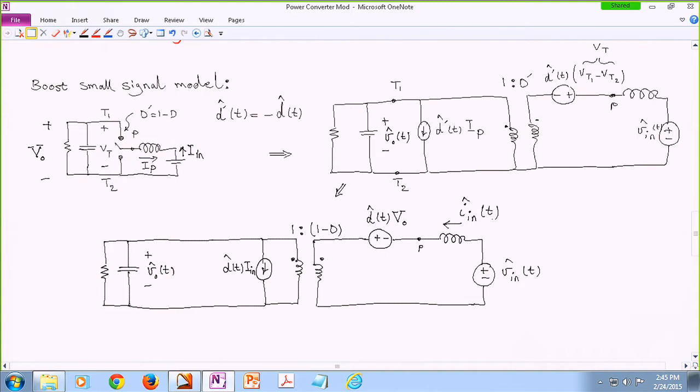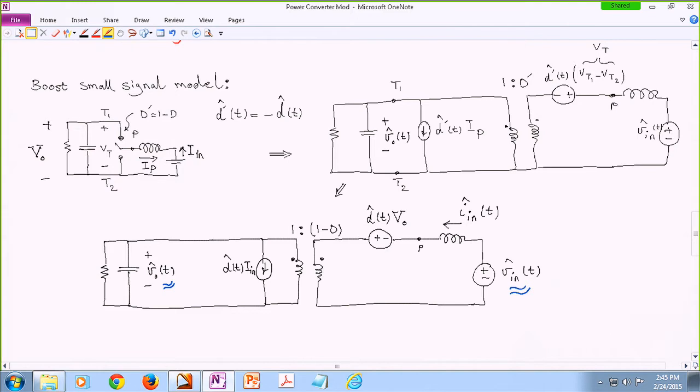All right. Any questions? So this circuit diagram is telling me, if I'm interested in, for instance, perturbing the duty cycle or the input voltage, how much of that perturbation appears in the output voltage. Now I have a circuit that can actually predict that, okay?